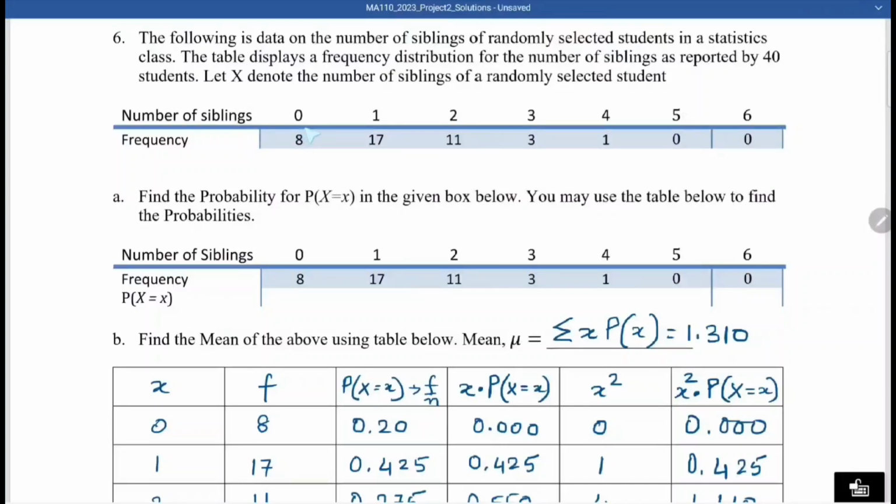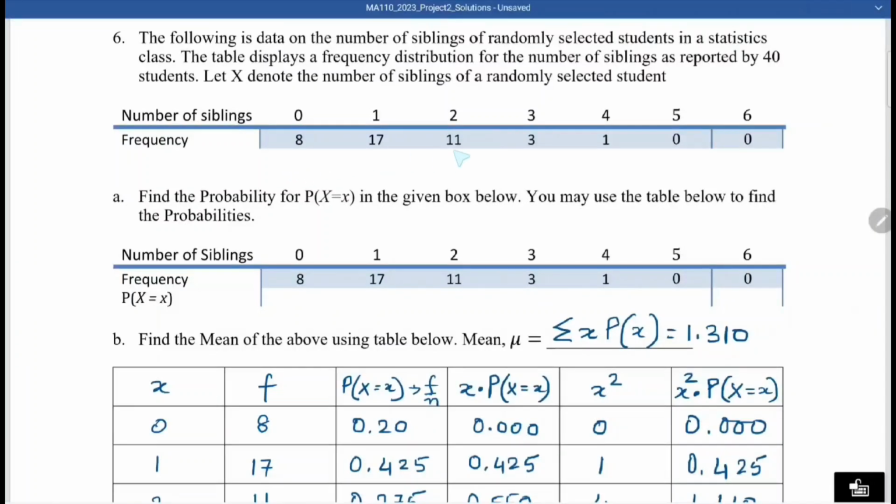So the number of siblings listed here are 0, 1, 2, 3, 4, 5, and 6. And these are the frequency values. That means 8 people responded they had 0 siblings, meaning they were single child. They did not have any siblings. 17 said they had 1 sibling. 11 people responded they had 2 siblings. 3 people responded they have 3 siblings, 1 has 4 siblings, and for 5 and 6, 0 people responded they had 5 or 6 siblings.